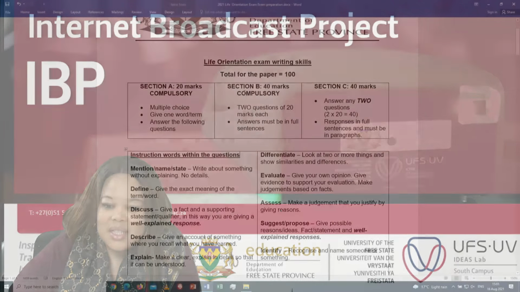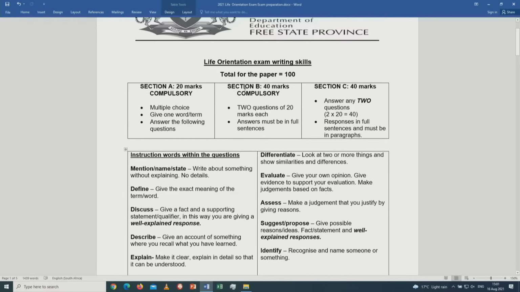Right, let's look at the structure of the paper. Now, this structure is for both the controlled test as well as the final exam paper. Now, you'll realize that the mark allocation is 100 marks. Throughout the year, as you were preparing for your final exam, as well as your controlled test, you have been referring to the previous question papers. And you realize that in the previous question papers, the mark allocation was out of 80.